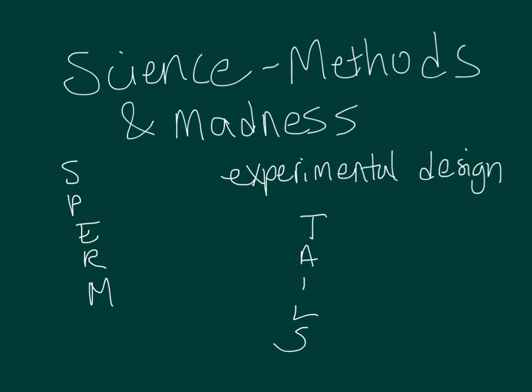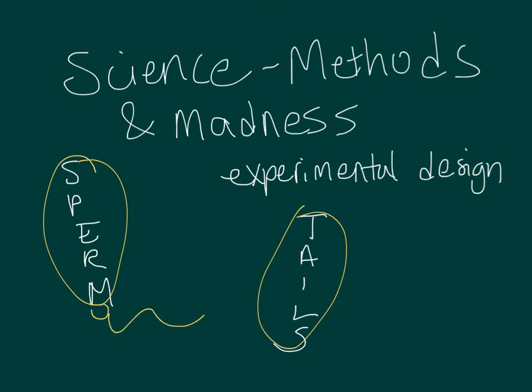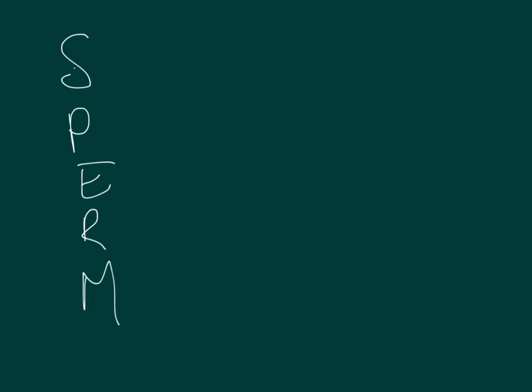Hi, it's Ms. Lee. Today we're going to be talking about science in terms of methods and madness, focusing on things like experimental design and things like SPERM and TAILS. By the end of this lecture, it's always good to kind of know where you're going. You should know what SPERM stands for and why it's important. And I'm not talking about that guy. And TAILS, not the thing on the back of your dog's bottom, but why they relate to science and the methods and madness. So, right off, let's start off with SPERM.